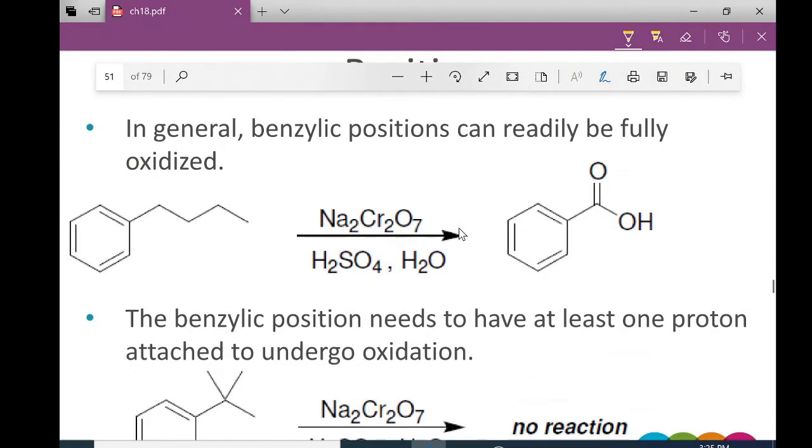But if we have a benzylic position, so remember benzylic, what does that mean? That means we have a benzene ring, and the benzylic position is one carbon over from a benzene ring. By the way, a benzene ring attached to something else is called a phenyl group, and a benzene ring with an extra carbon is called a benzyl group. Okay, and that's because it has a benzylic position. So this benzylic position is particularly reactive.